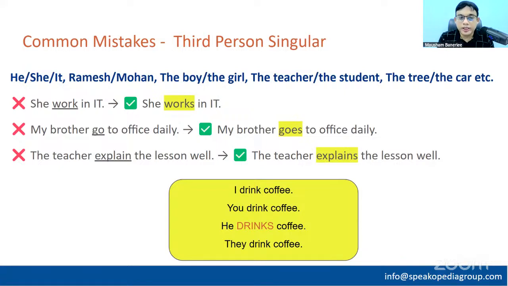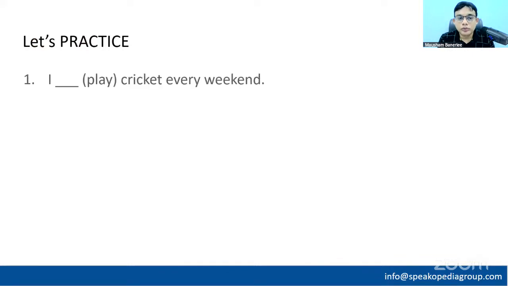Okay. So let's practice quickly. Now, the first one for all of you. "I dash (play) cricket every weekend." What will be the answer? Comment below quickly. I will play, I play, I plays, I shall play. What is the correct answer? Comment below, all of you. "I dash cricket every weekend." Every weekend. So comment below.